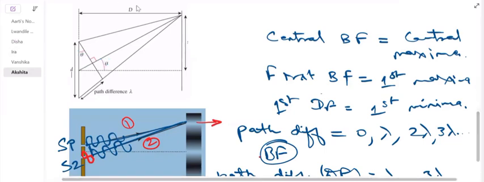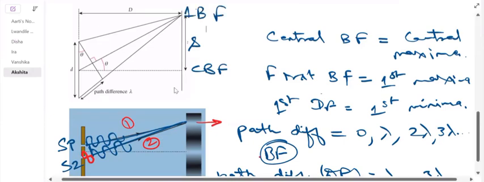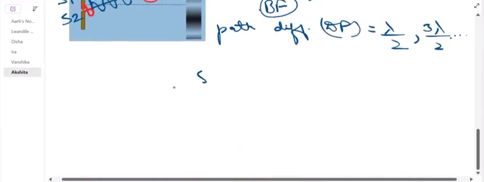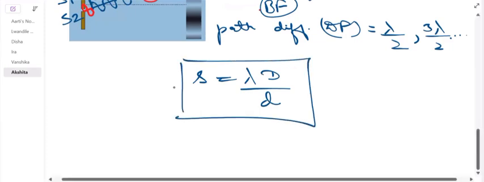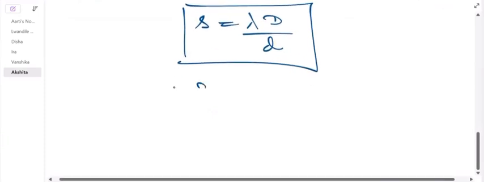Connecting theta, small d, capital D, and this is nothing but small s. Small s is the distance between the central bright fringe and the first bright fringe. Okay. So the formula to connect these things: the distance between the first bright fringe and the central bright fringe is given by lambda D over small d. Very important formula. Okay. And the angle theta is given by n lambda equals d sine theta.